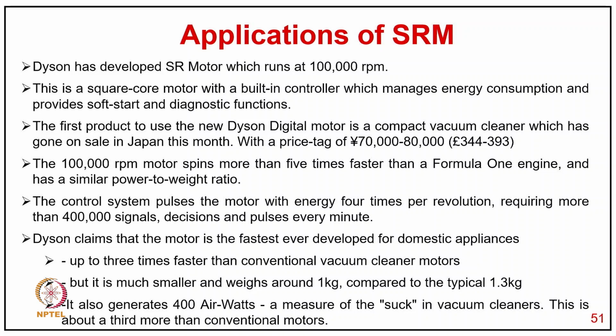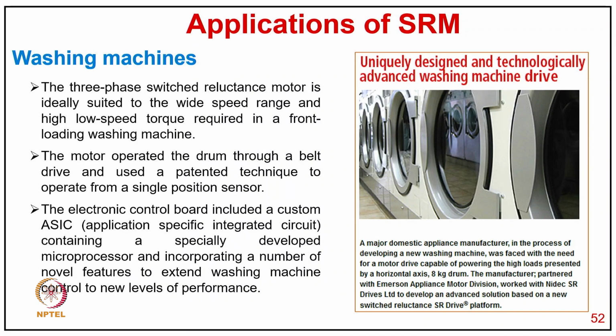This 100,000 RPM motor spins more than 5 times faster than a Formula 1 engine and has a similar power to weight ratio. The control system pulses the motor with energy 4 times per revolution, requiring more than 400,000 signals, decisions and pulses every minute. And Dyson claims that the motor is the fastest ever developed for domestic appliances. That is up to 3 times faster than a conventional vacuum cleaner motor, built smaller and weighing about 1 kg compared to a typical 1.3 kg. It also generates 400 air watts, a measure of suction in a vacuum cleaner. This is about a third more than a conventional motor.